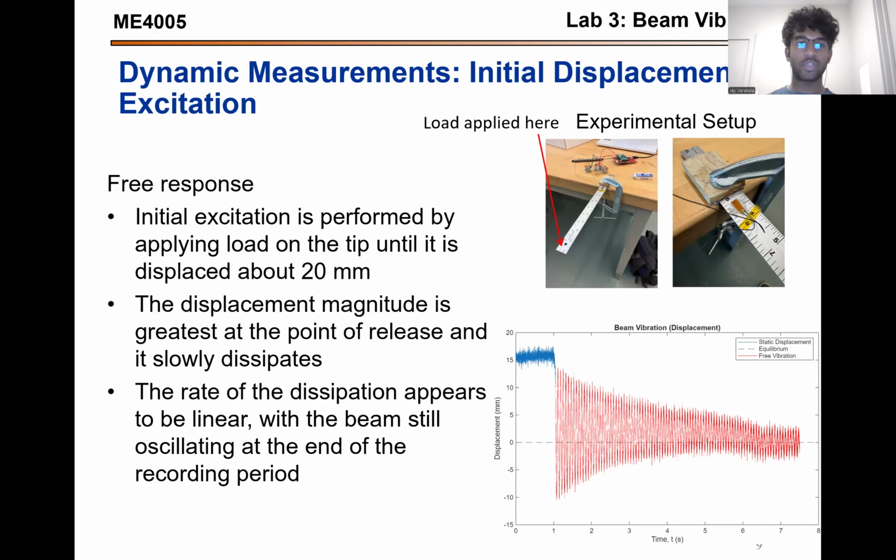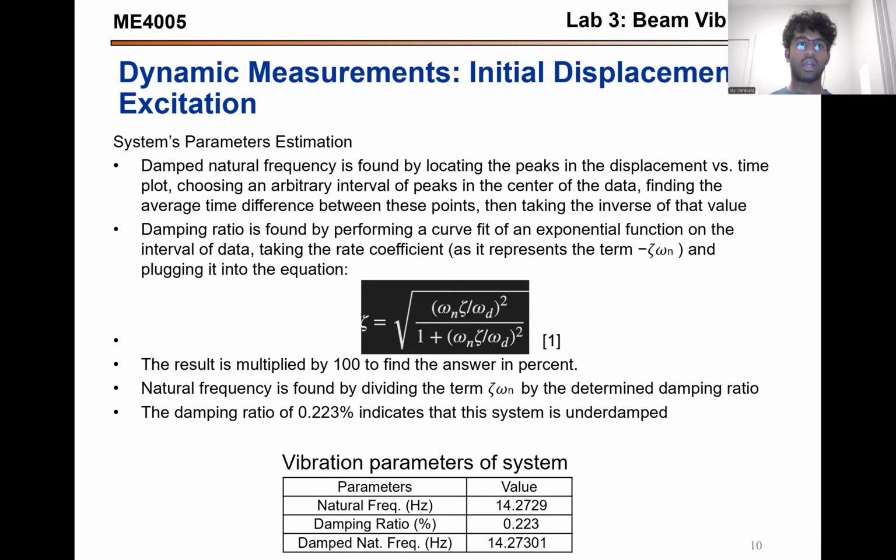In our experimental data, as you can see, the free vibration response is in the plot on the bottom right. As you can see, the displacement magnitude is greatest at the point of release around 1 second, and the rate of dissipation appears to be linear with the beam still oscillating at the end of the data collection period. A few system parameters were estimated using this data.